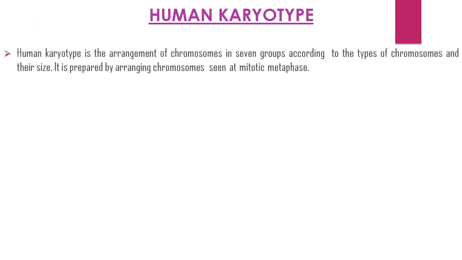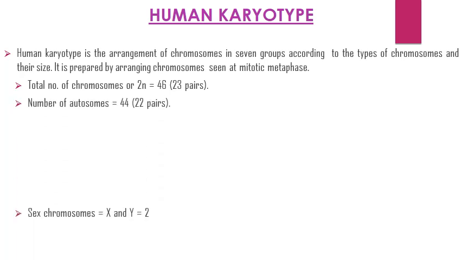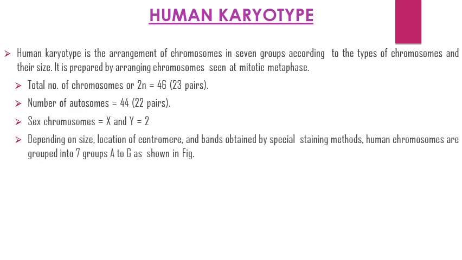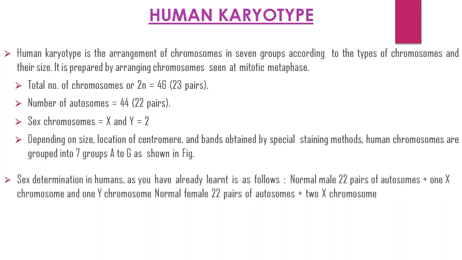Human karyotype. Human karyotype is the arrangement of chromosomes in 7 groups according to the types of chromosomes and their size. It is prepared by arranging chromosomes seen at mitotic metaphase. Total number of chromosomes is 46. Number of autosomes is 44. Sex chromosomes X and Y equal 2. So depending on size, location of centromere and bands obtained by special staining method, human chromosomes are grouped into 7 groups, A to G, as shown in the figure.